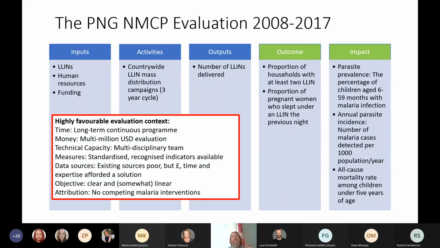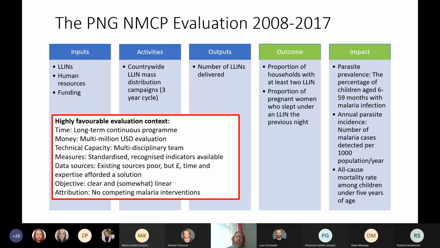So the existing data sources were poor or quite weak, but because of the time available, because of the expertise available, and perhaps most importantly, because of the money available, we were able to get past that. We could develop a solution to those poor data sources. Equally important here is that the objective, the end goal, is quite clear and highly linear with the program activities.